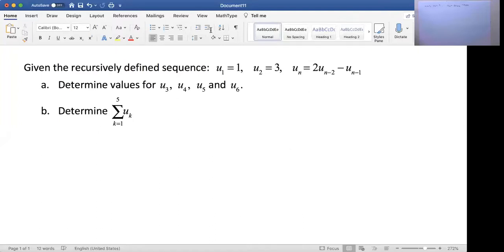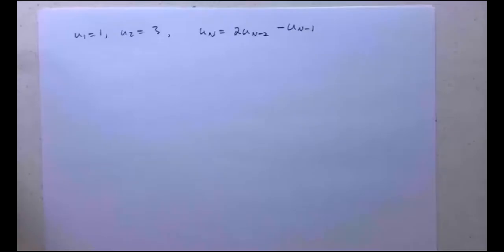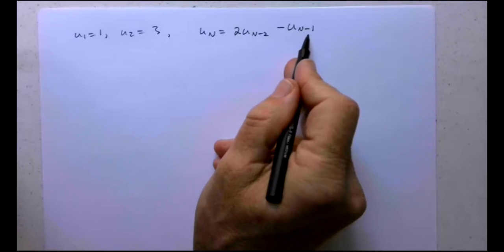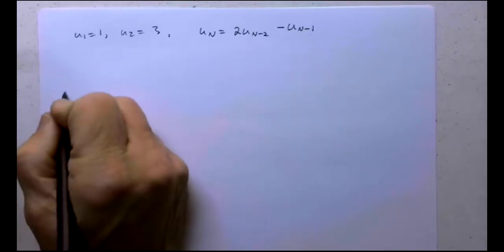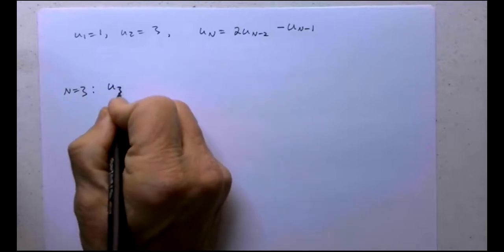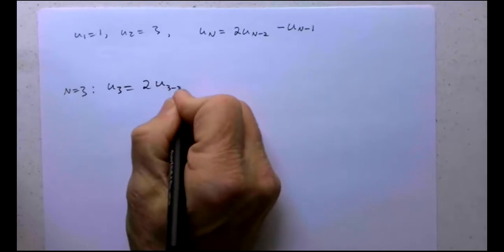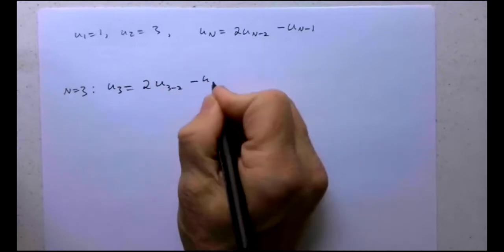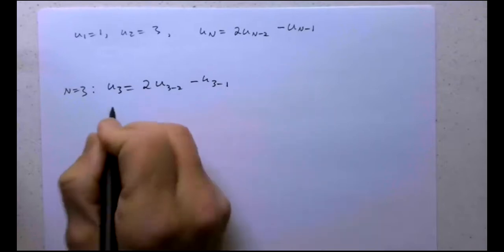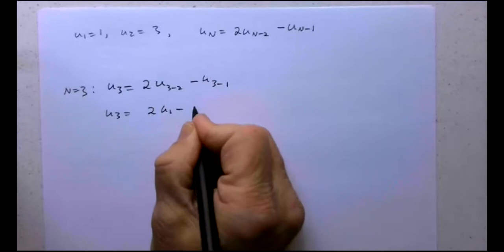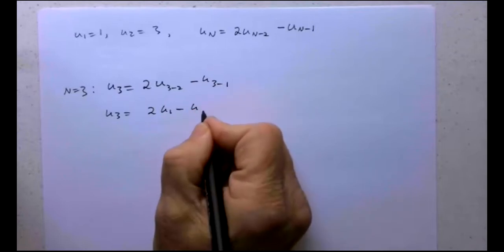So let's first go to u sub 3. Now, how am I going to do that? We have this rule right here: u sub n is 2 u sub n minus 2 minus u sub n minus 1. So I'm going to let n equal 3 and plug it in. u sub 3 equals 2 times u sub 3 minus 2 minus u sub 3 minus 1.